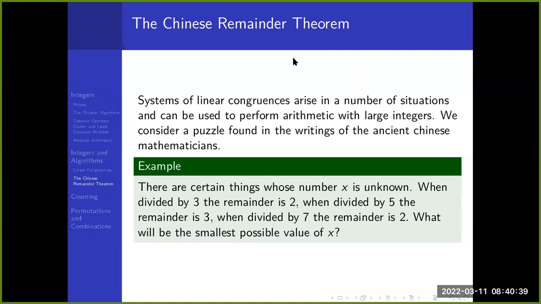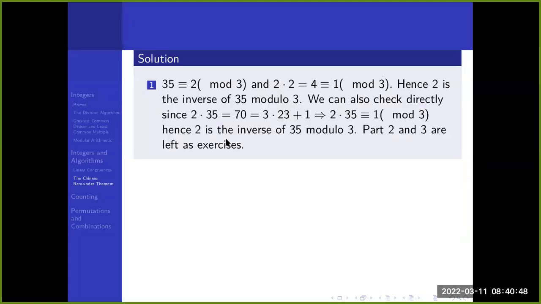Okay, I need to finish some of this, then we can continue. Good. So now we have done this. We have found the inverse of 35 modulo 3. We have shown 35 multiplied by 2.